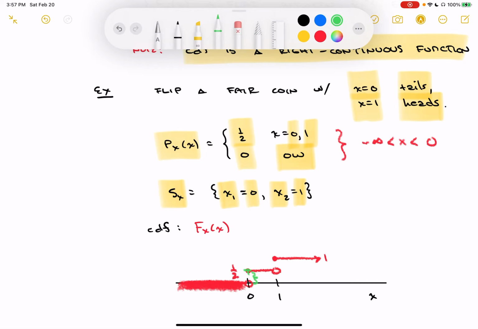So when it comes to discrete random variables and you start looking at the CDFs, anytime you see a jump in that CDF, we know that those are values that can occur with non-zero probability.